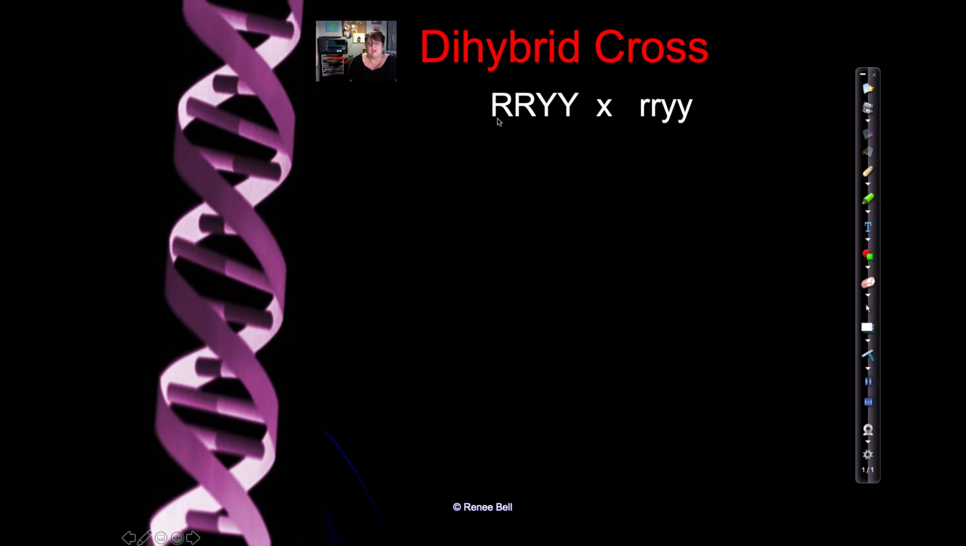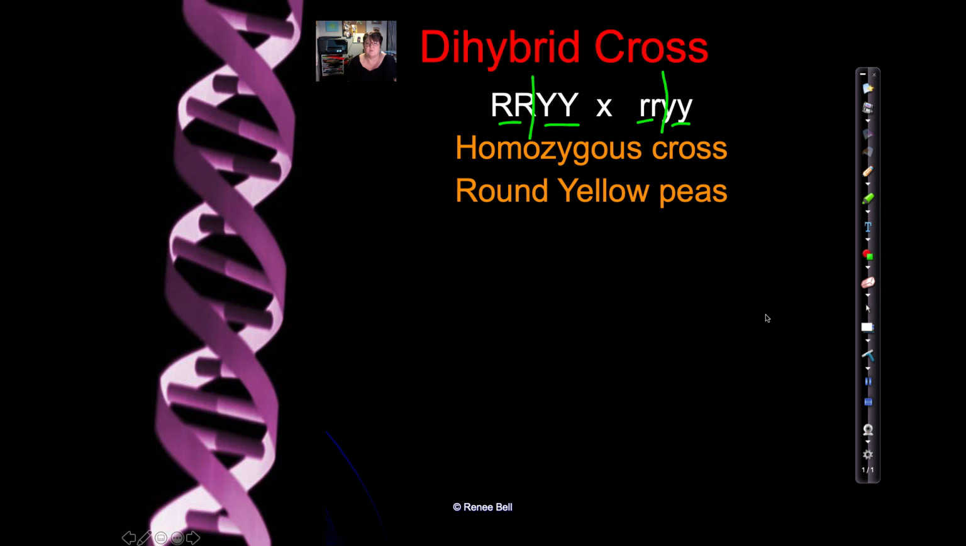All right, so here we go. Let's mark this up a little bit. So we're looking at two traits, big R here, and then big Y here. And then on this plant, also, little r and little y. So we have a homozygous by homozygous dihybrid cross. We're going to cross round, yellow peas with wrinkled green peas. So the two dominant traits crossed with the two recessive traits.